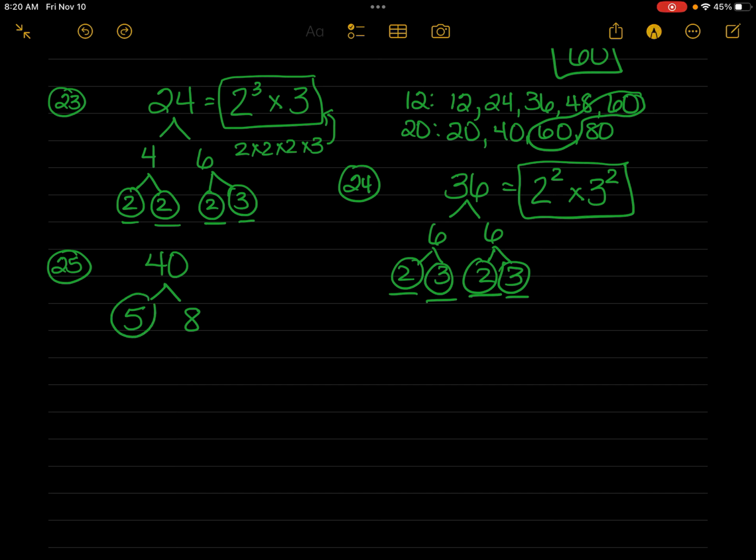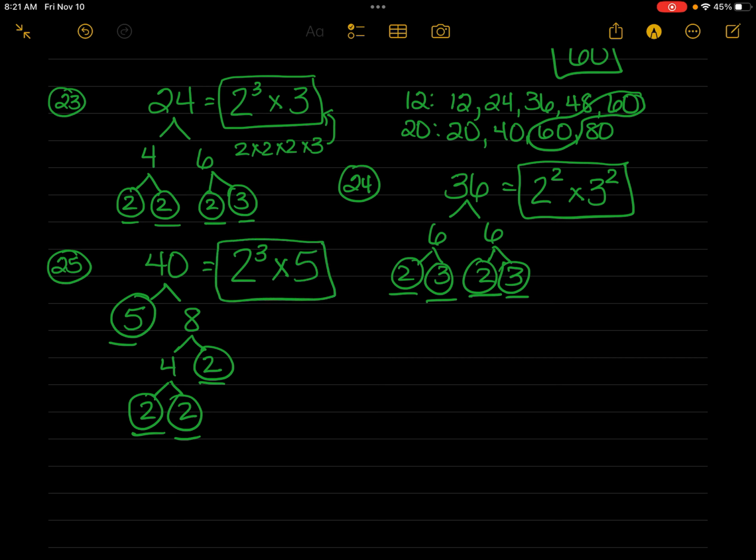Okay, so 5 is prime, so I'm going to circle that. 8 is 4 times 2. 2 is prime. 4 is 2 times 2, and both of those are prime. So look at what you have circled. I have 3 2s, 2 to the third power, and I have a 5 over here. Okay, 2 cubed times 5, or 2 to the third power times 5.